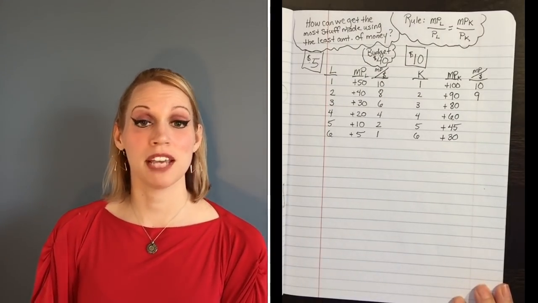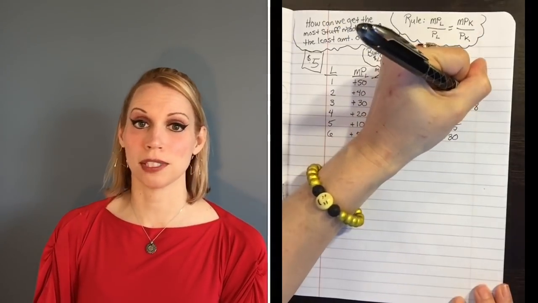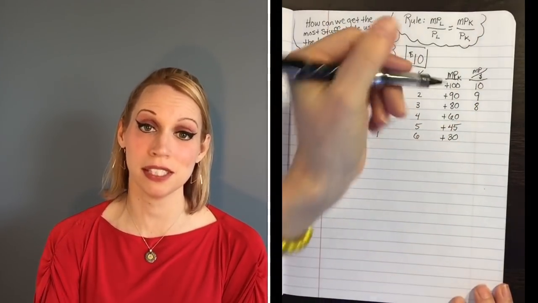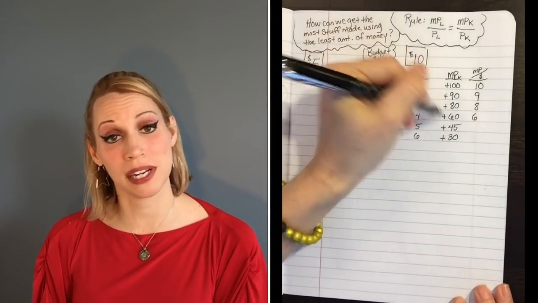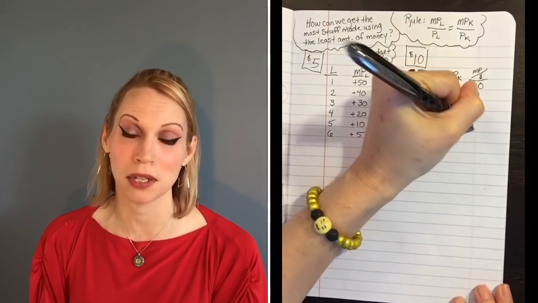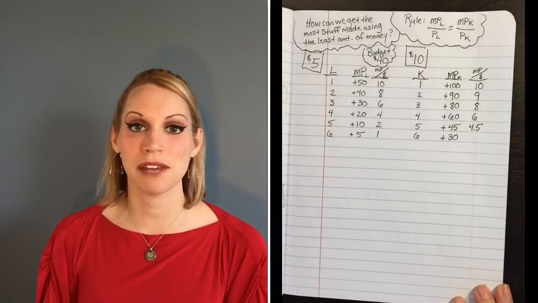The third unit gave us 8 units of output per dollar spent on it. The fourth machine gave us 6 units of output per dollar spent on it. The fifth machine gave us 4.5 units of output per dollar spent on it. The sixth machine gave us 3 units of output per dollar spent on it.